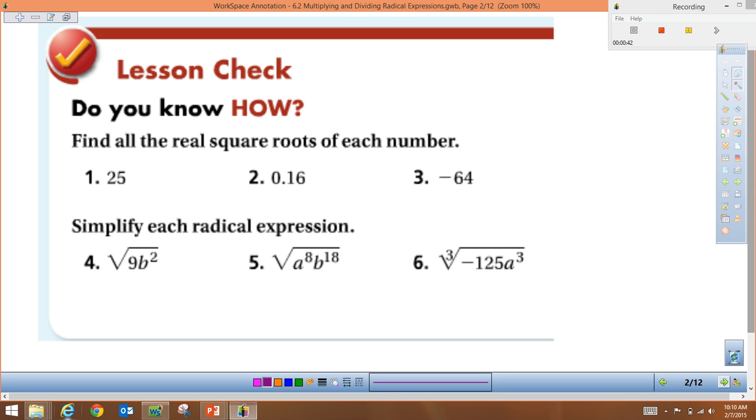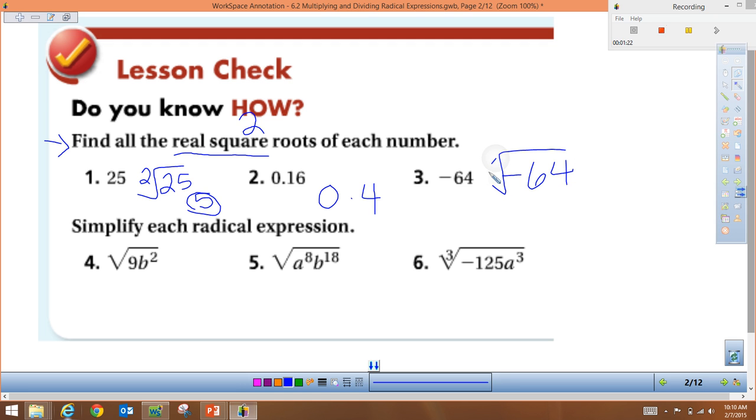First, I'd like to go over these problems that you worked on for your exit slip yesterday, just as a quick reminder before we get started. The first question says, find all the real square roots of each number. The real square root of 25 is 5. The real square root of 0.16 is 0.4. And the real square root of negative 64, we can't do, no solution, because it's a negative number.